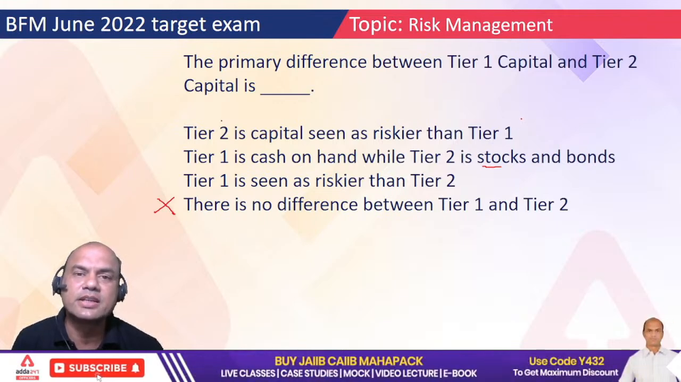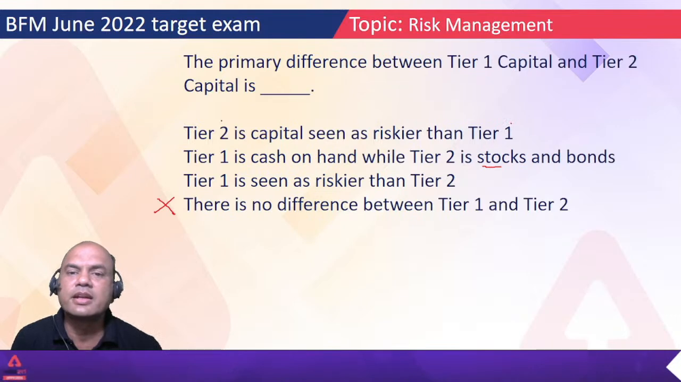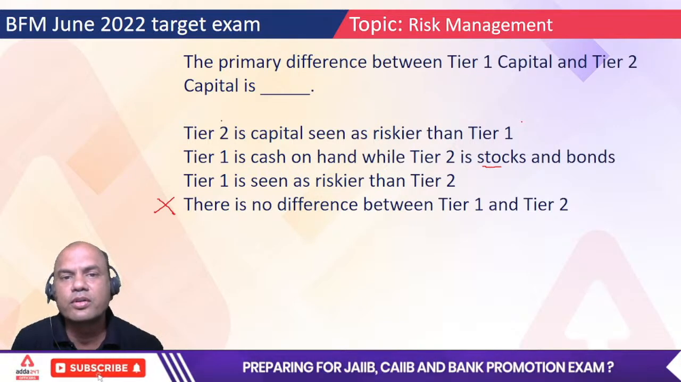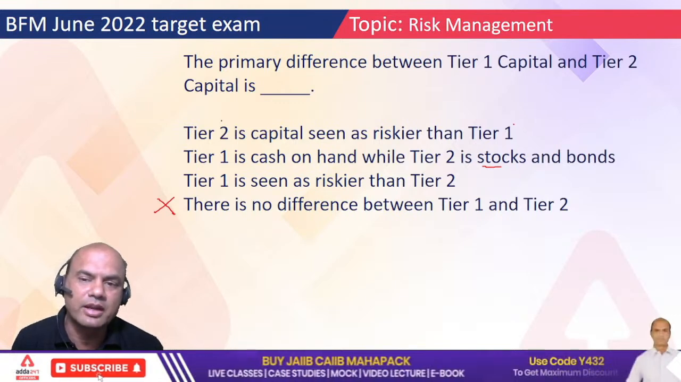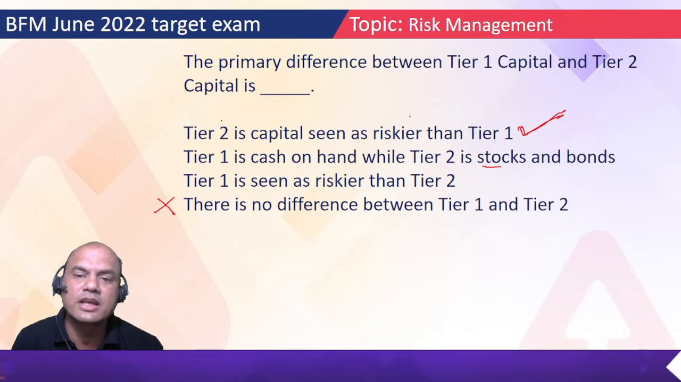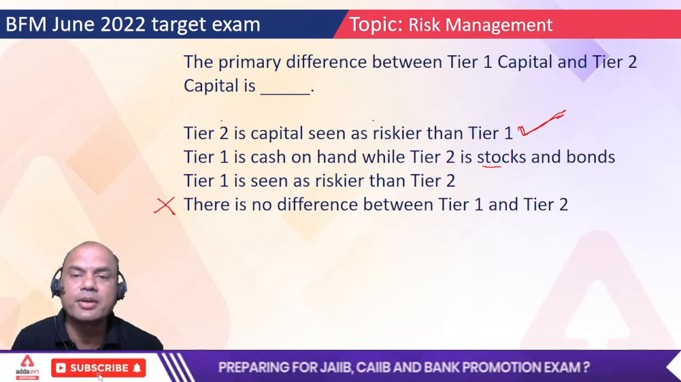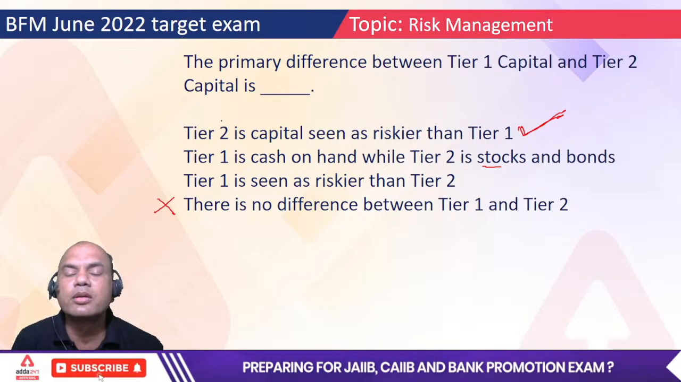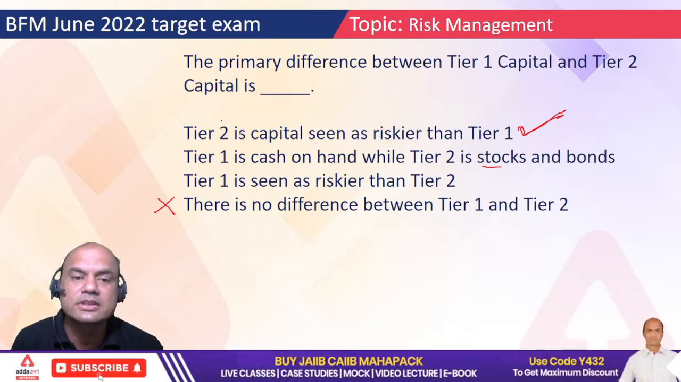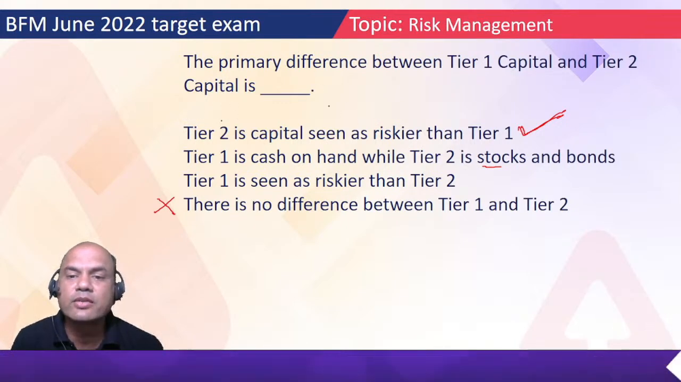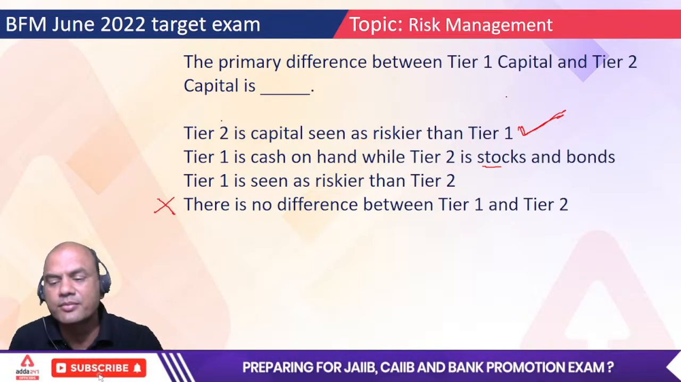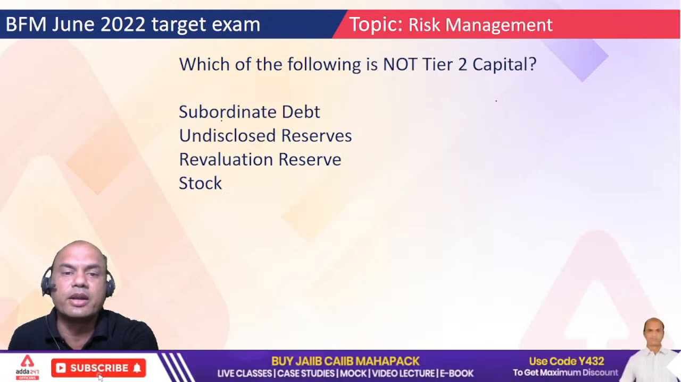Again 5 seconds. Tick, tick 1. Tick, tick 2. Tick, tick 3. Tick, tick 4. And tick, tick 5. Correct. Answer is this. Tier 2 is riskier because it's paid capital. If I don't earn or make profits, I'll still have to pay these guys. Whereas tier 1 is common stock. I don't have to pay any dividend to anyone, isn't it? So that's the point.